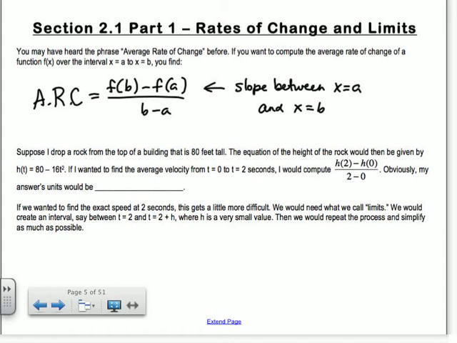Average velocity is an average rate of change. It's the rate of change that the height is changing per second. Obviously, my answer's units would be what? Feet per second. Good. The reason that should be obvious is because h of 2 minus h of 0, those were heights, that was in feet. 2 and 0, those were seconds. So feet per second.